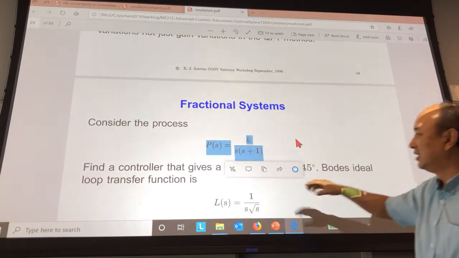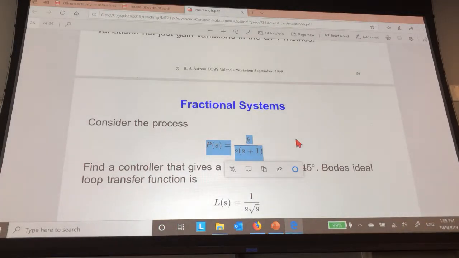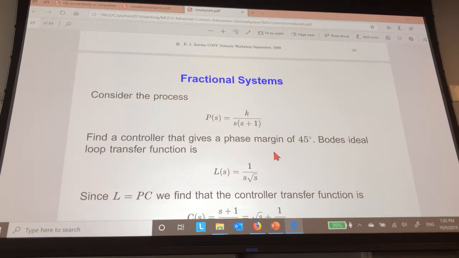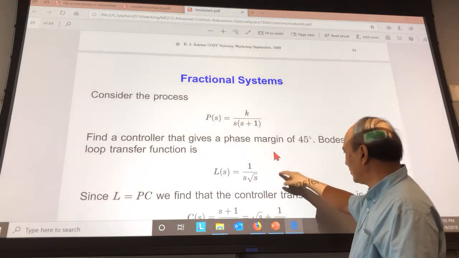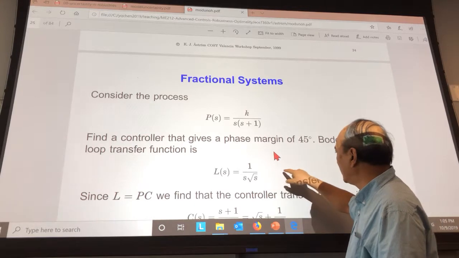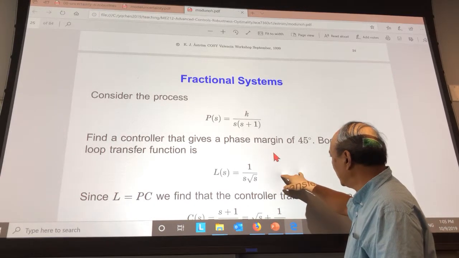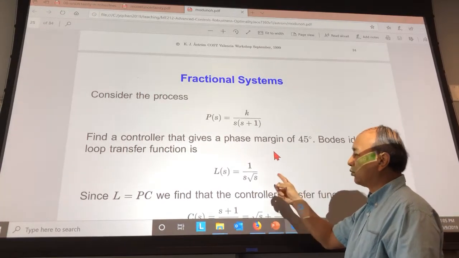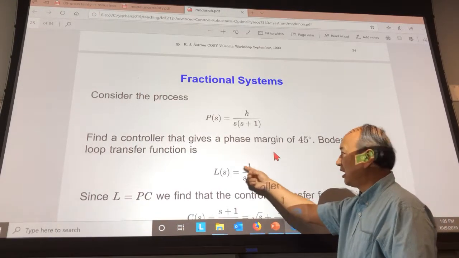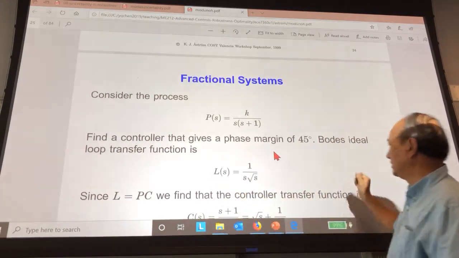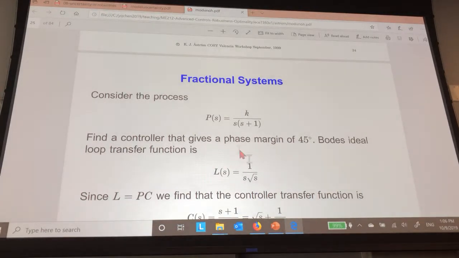So velocity servo. He said, what if I design my loop transfer function, L equals controller times P, C times P. If I put C times P is this one. This is called ideal. This is 1.5, remember? This is Bode's ideal transfer function. So what is your controller then?